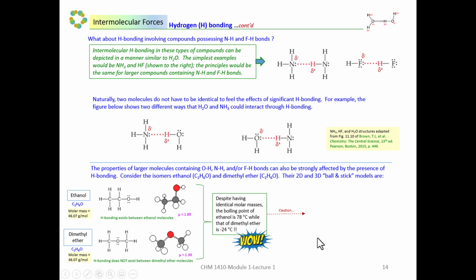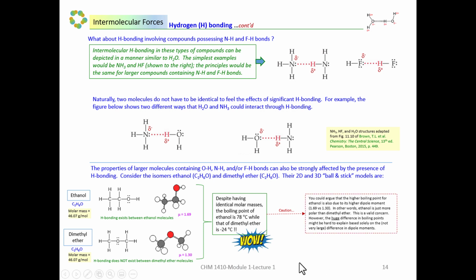You have to be a little cautious here because you could argue that the boiling point of ethanol is higher due to its higher polarity, higher dipole-dipole forces. But the difference in dipole-dipole forces can't be that big because the difference in dipole moments is not that big. So this big of a difference in boiling points must be due to the fact that hydrogen bonding is available to ethanol, not to dimethyl ether.